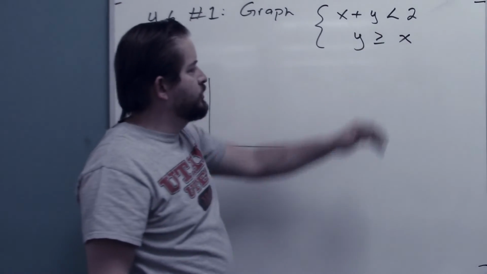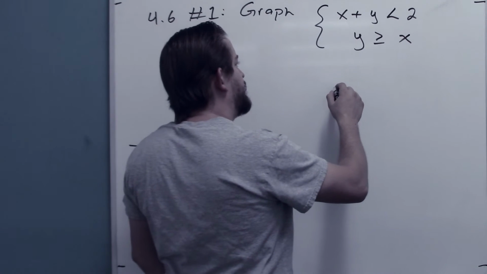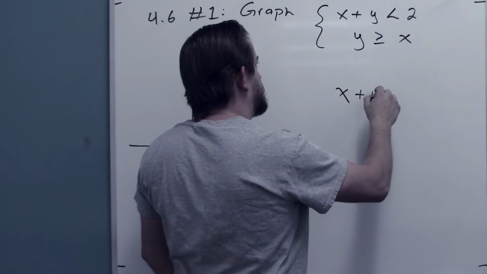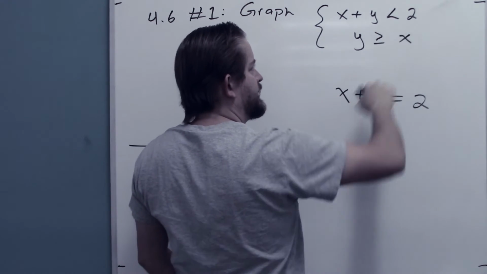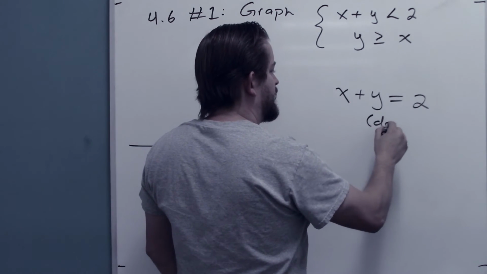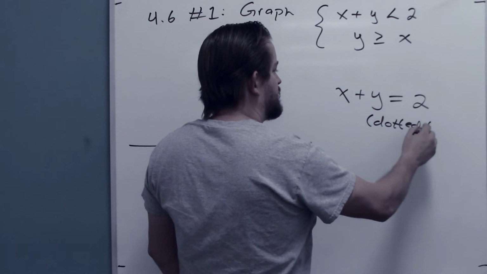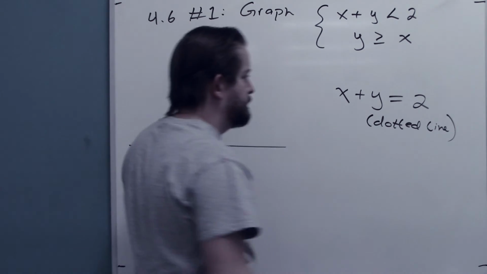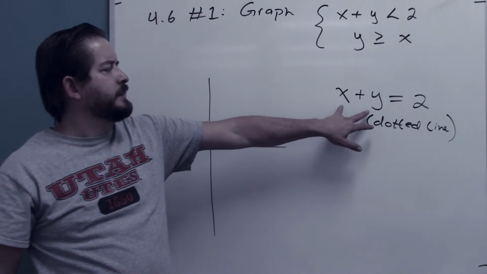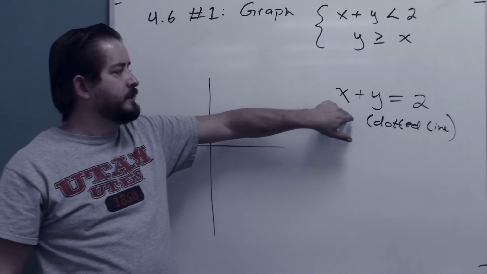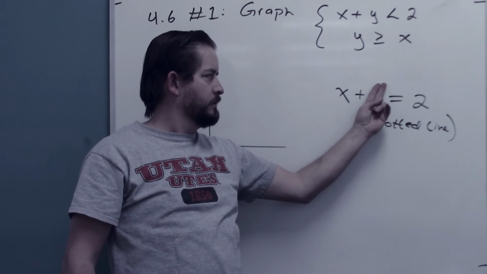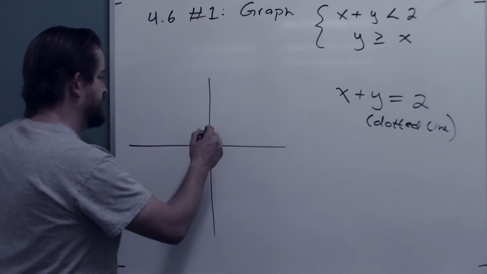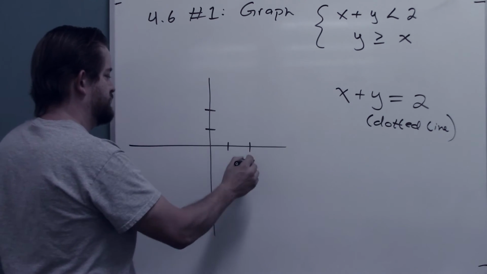X plus y is less than 2. I look for the boundary by saying x plus y is equal to 2. And I know that since it's a strictly less than, it's going to be a dotted line. Right? But I should be able to find this by intercept method. If x is 0, y is 2. If y is 0, x is 2. Right? So easy enough. 1, 2, 1, 2.